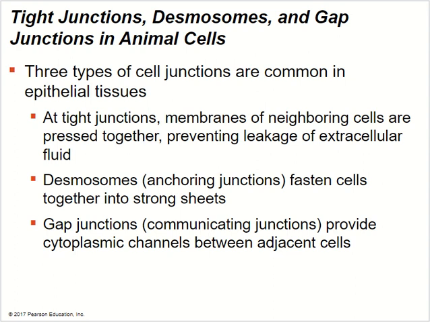Three types of cell junctions are common in the epithelial tissues. At tight junctions, membranes of neighboring cells are pressed together, preventing leakage of extracellular fluid. Desmosomes are anchoring junctions, which fasten cells together in strong sheets, and gap junctions are used for communication. They provide cytoplasmic channels between adjacent cells.